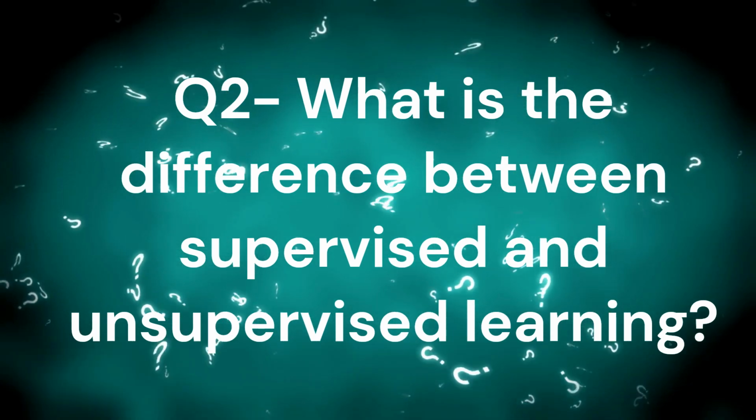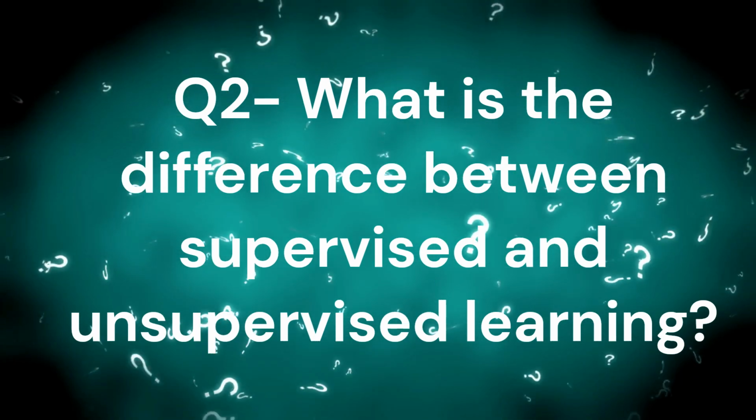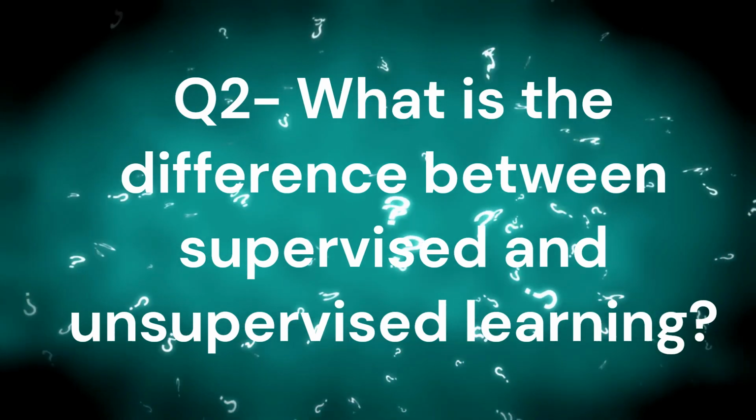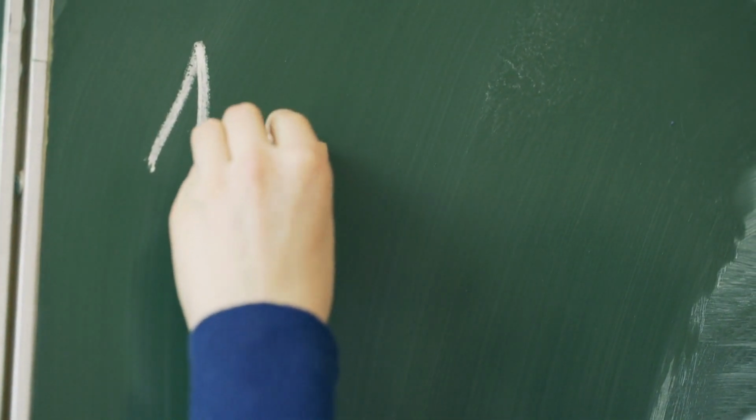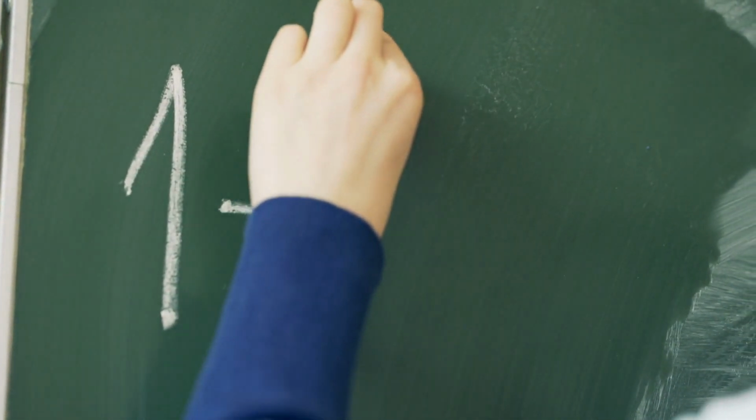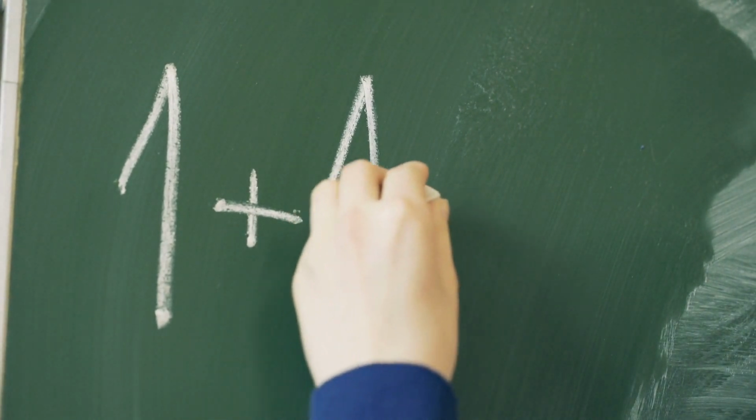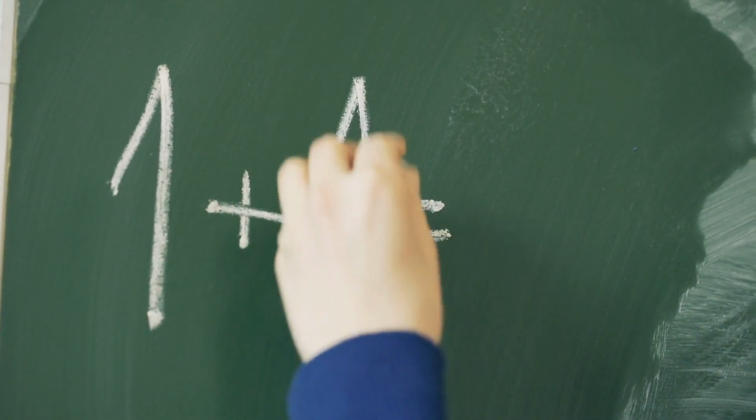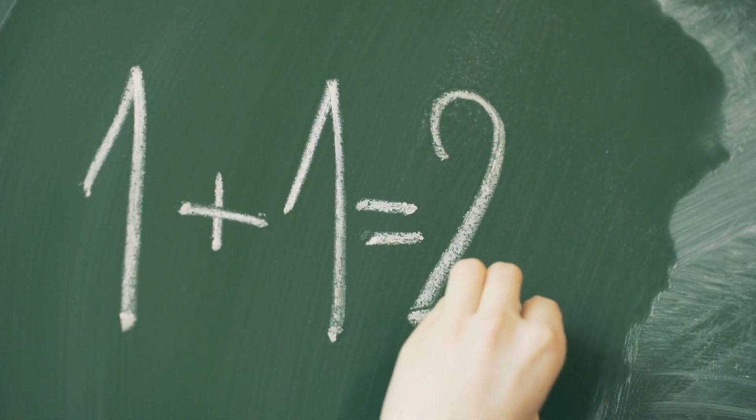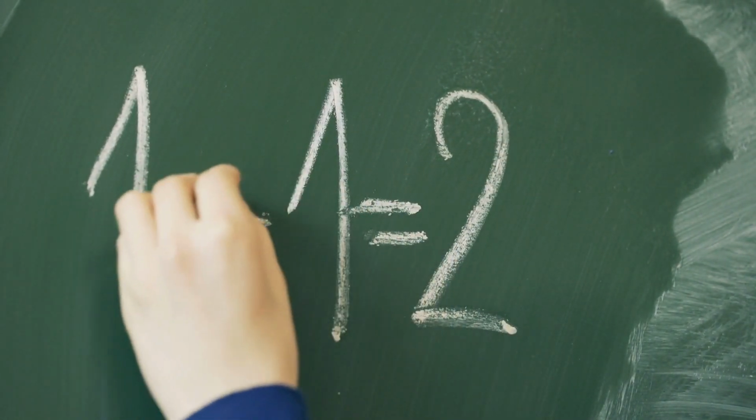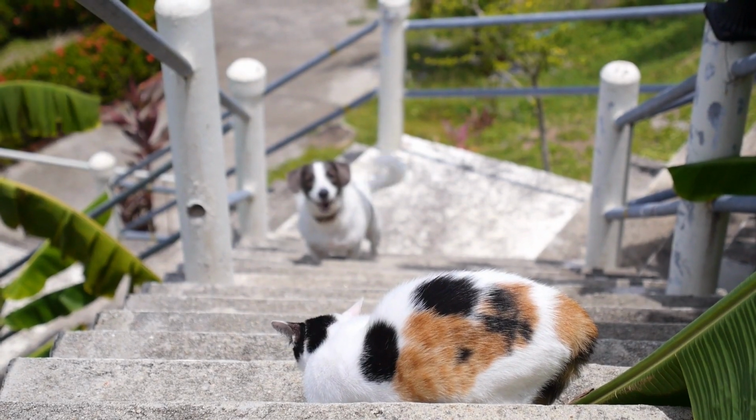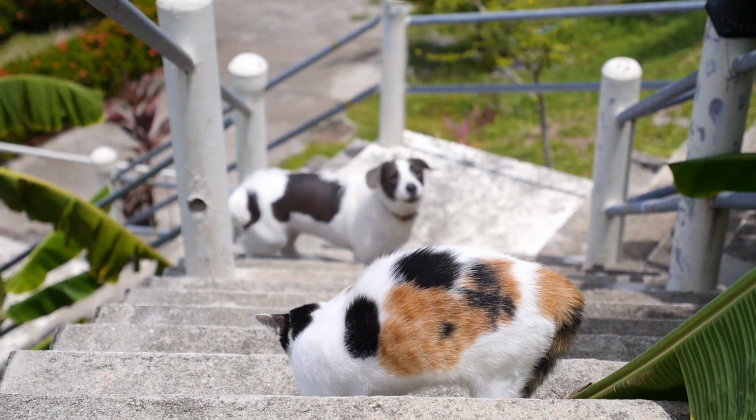Question 2. What is the difference between supervised and unsupervised learning? Supervised learning. In supervised learning, you're like a teacher guiding a model through a labeled dataset. It's like showing a student examples of math problems along with their answers. The model learns to map inputs, the problems, to outputs, the answers, and gets better at solving similar problems it hasn't seen before.